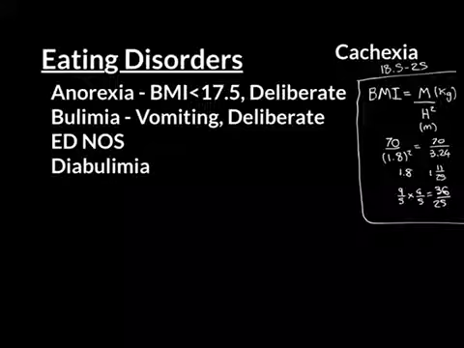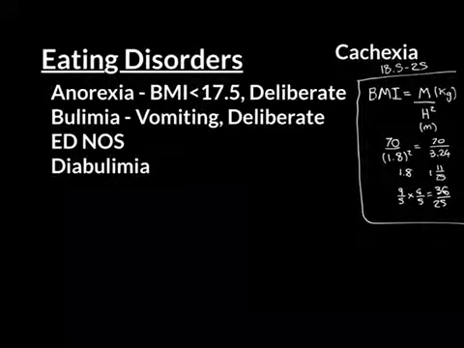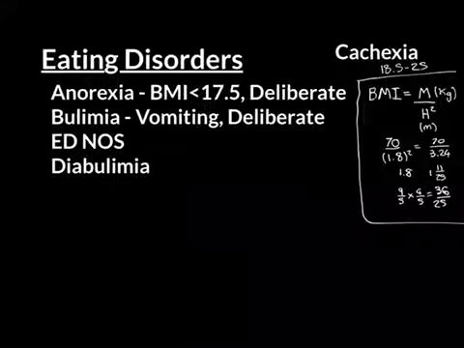So anorexic bulimia is someone with a BMI less than 17.5 who is deliberately inducing vomiting, and non-anorexic bulimia would be someone with a BMI that is not anorexic, i.e. a BMI above 17.5 who is deliberately inducing vomiting.